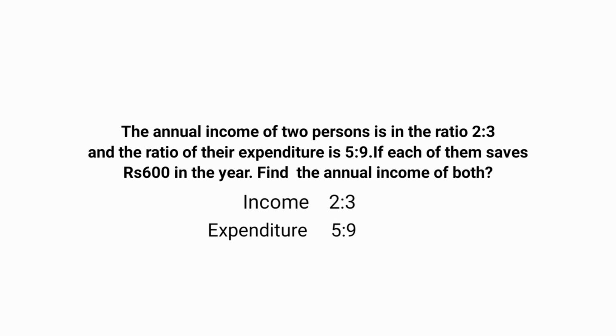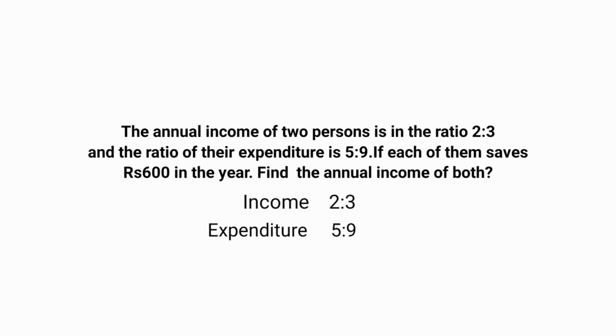And to get the savings, what do we have to do? We have to subtract the expenditure from the income. But from the ratios given in the question, we can find the difference between income and expenditure. For the first person, the difference between the income and expenditure is 5 minus 2, that is 3. And for the second person, it is 9 minus 3, that is 6. But it is said that both of them save rupees 600. So, what we have to do is make this difference equal.